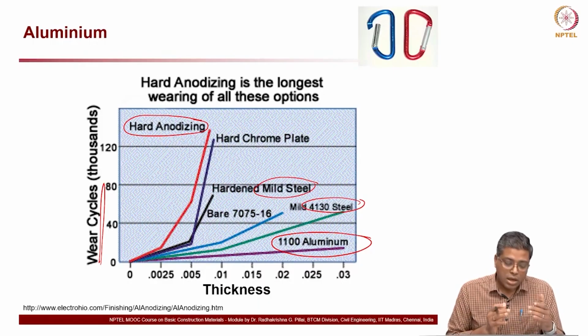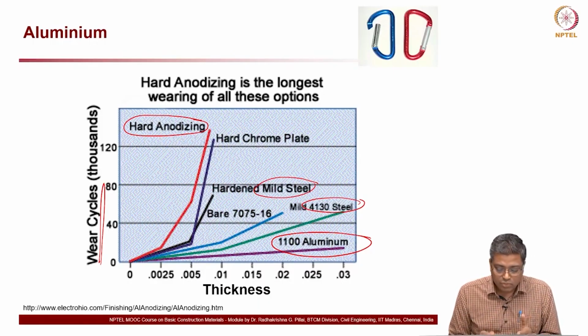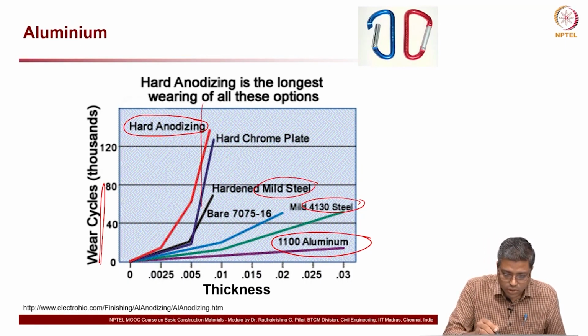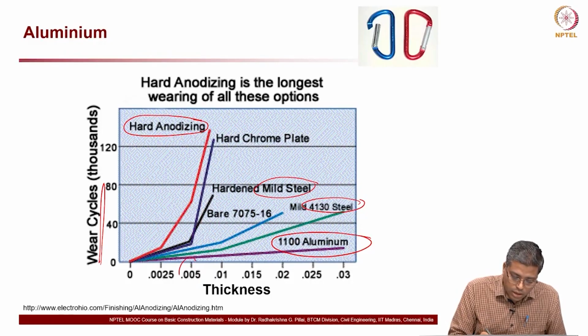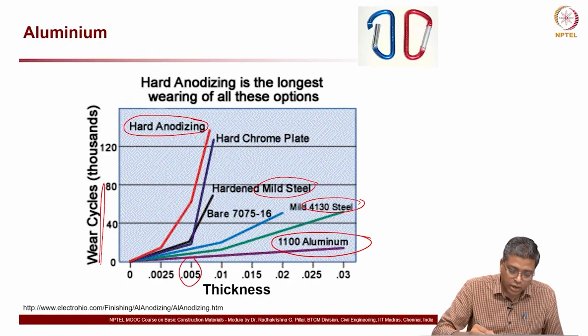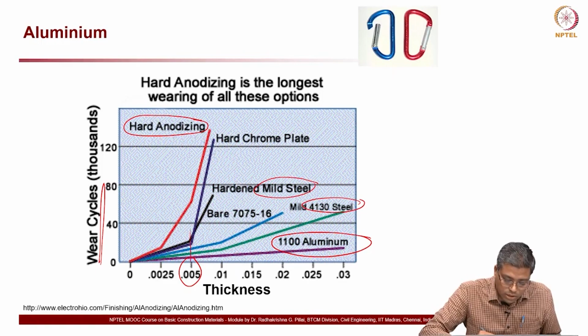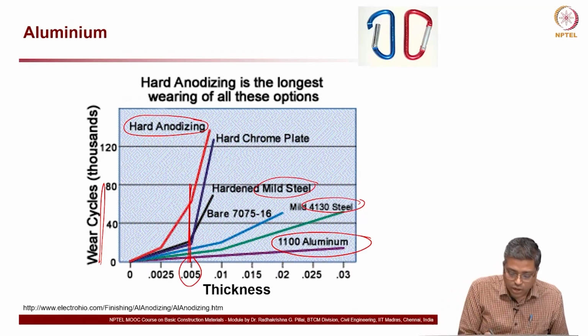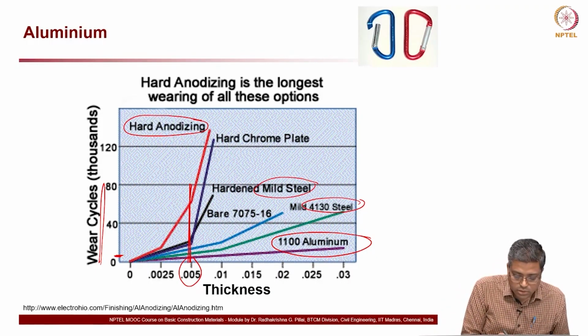So as a function of wearing cycle, what is the thickness? If you look at the horizontal axis, let us say I am going to look here, let us say 0.005, let us take this point, okay. At a thickness of 0.005, that much material, how many wearing cycles does it take for that to be lost, okay. So in case of an aluminum, almost nothing. This is where the aluminum is, it's right here.